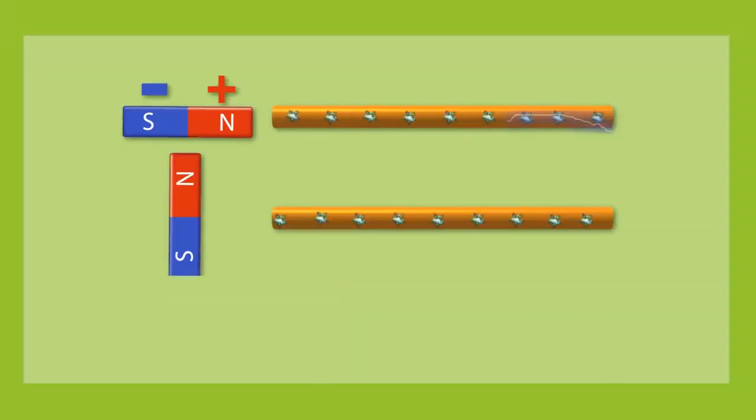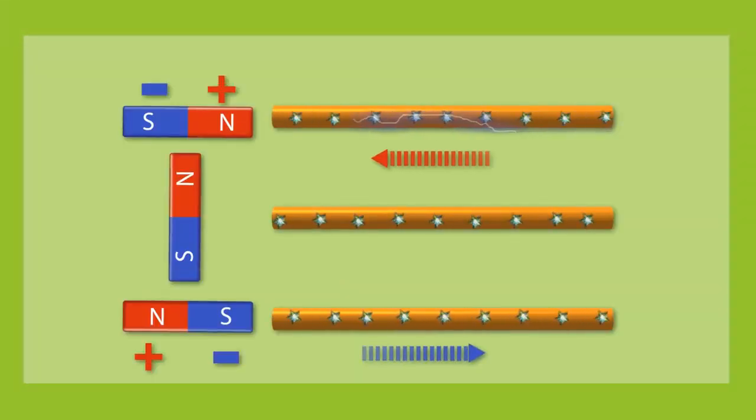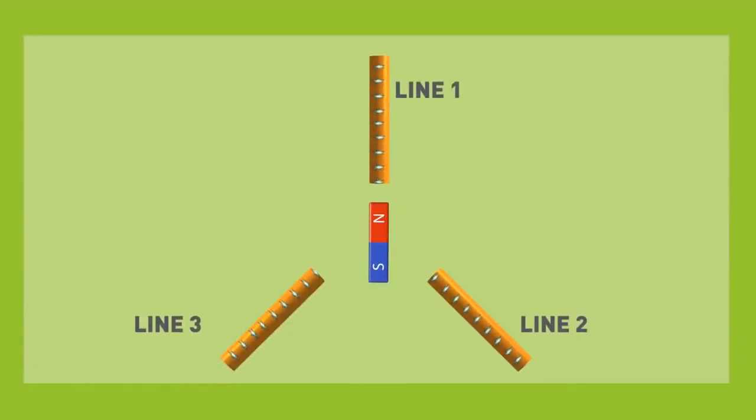In the alternating current video, we showed how spinning a magnet past one wire caused the current to flow back and forth. Now we're going to spin a magnet past three wires and see the effect that has on the current in each wire.